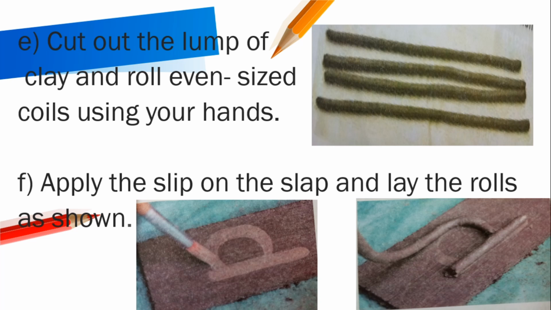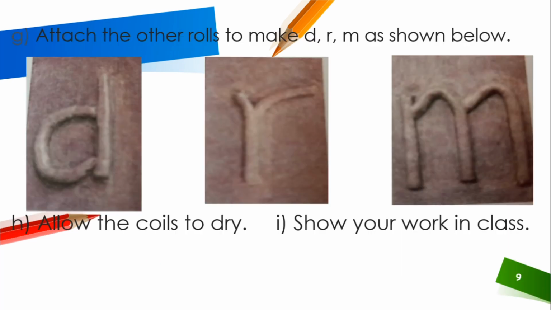You can see now he applied some slip, isn't it? Using what? What is this? To our material, yes. Paint, very good, very good. A clap to her. He applied, then he lays. Now these even sized rolls, you lay them on that area that you have applied using paintbrush. Then after that, you attach other rolls to make do, re, mi as shown below.